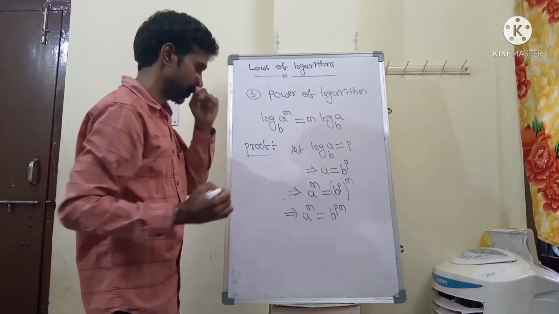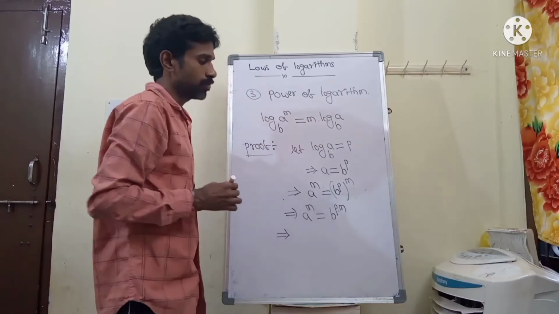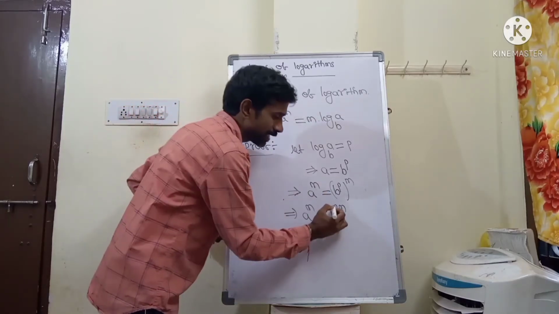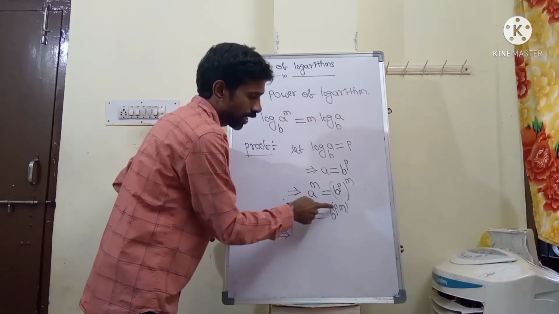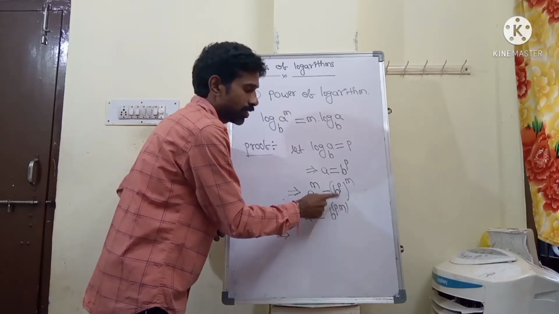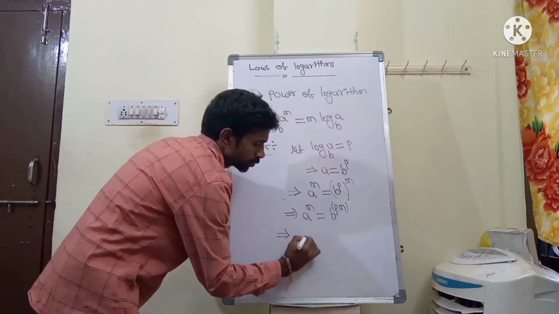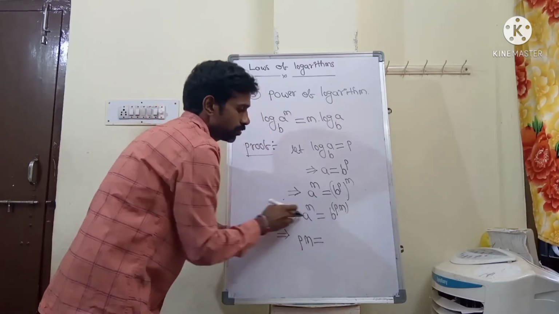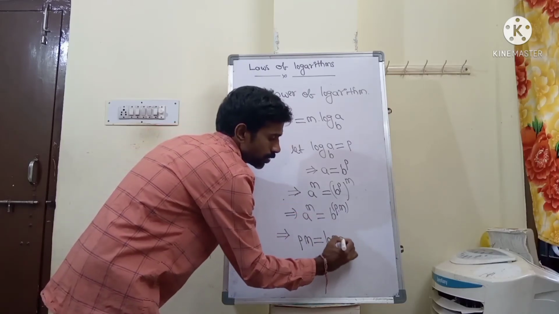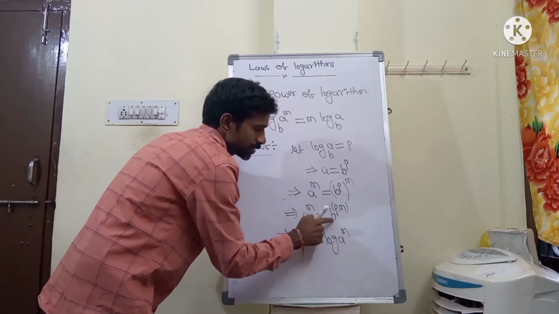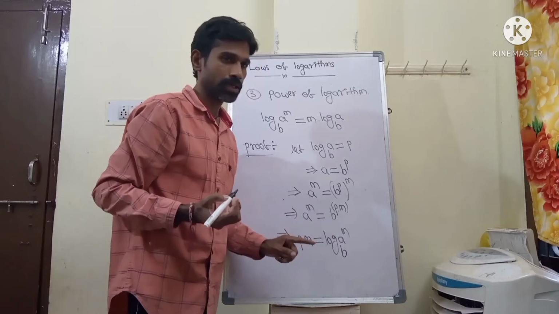So by using laws of exponents, now I am writing it in exponential form, where the exponent is pm. Then from exponential form to logarithmic form, the exponent pm is equal to the logarithm of this number to the base b: log a to the power of m to the base b. So it is exponential form, and it is logarithmic form.